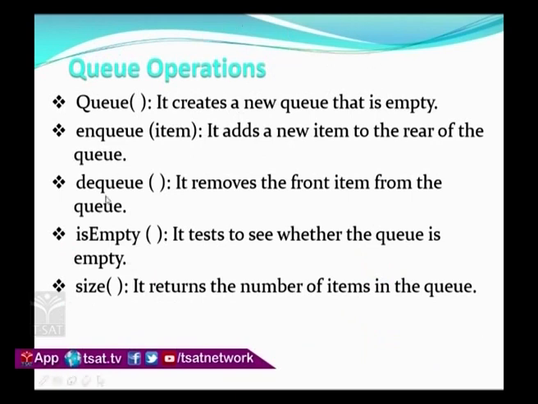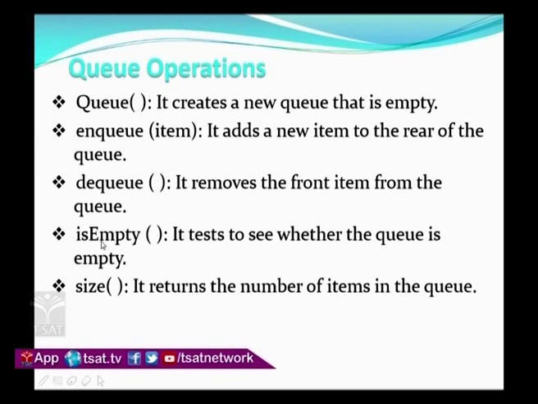Next, these are the queue operations. Queue creates a new queue that is empty. NQ adds a new item to the rear of the queue, meaning the end of the queue. DQ removes the front item from the queue, that means the first element is removed. IsEmpty checks whether the queue is empty or not.